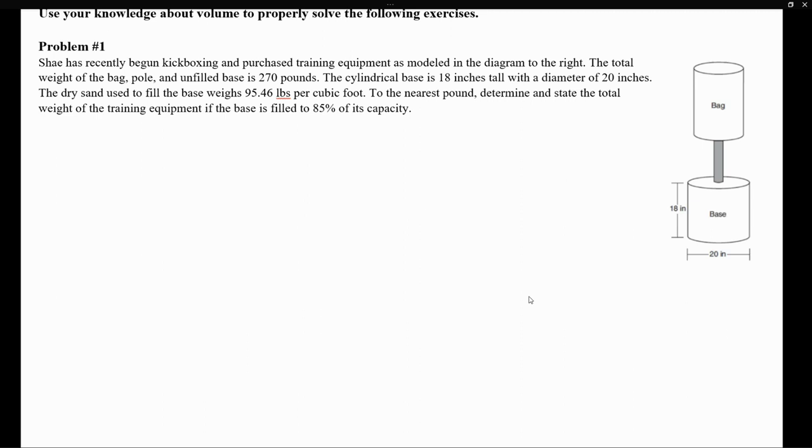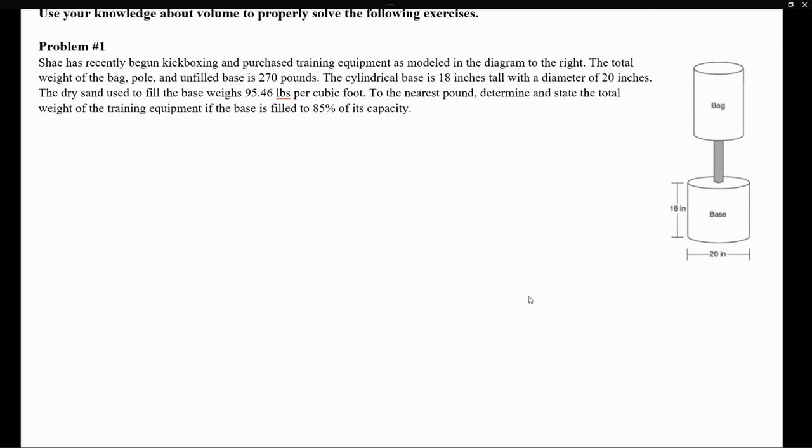So here's the training equipment, and the total weight of the base, the pole, and the on-field base is 270 pounds. So if we were to weigh the equipment, it would be equivalent to 270 pounds. In addition, we know that the cylindrical base is 18 inches tall and has a diameter of 20 inches. The dry sand used to fill the base weighs 95.46 pounds per cubic foot. To the nearest pound, we want to determine and state the total weight of the training equipment if the base is filled to 85% of its capacity.